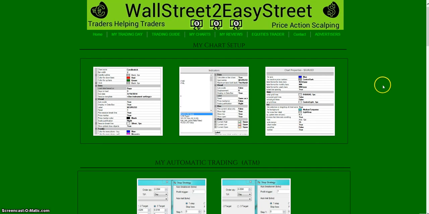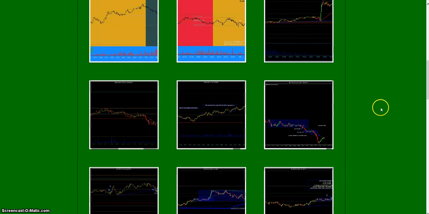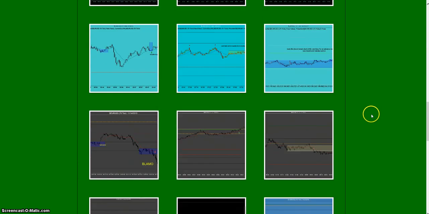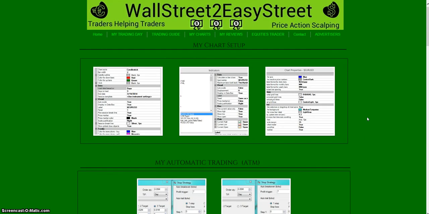Okay, this is my chart page of my web page. If you want, you can come here and see exactly how I set my charts up, how I create my ATMs right here, and various charts of live trades. All these are live trades. I don't show anything fake. So if you're interested, you can come there and check out some more information about my live trades.